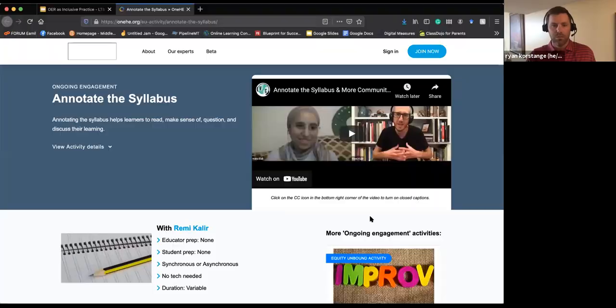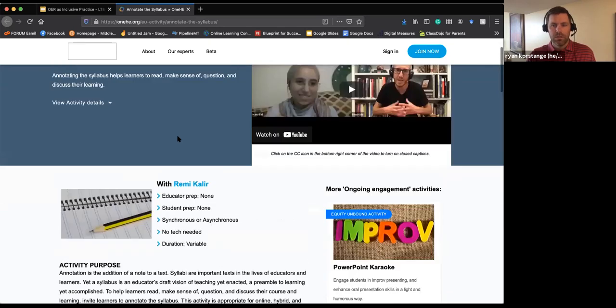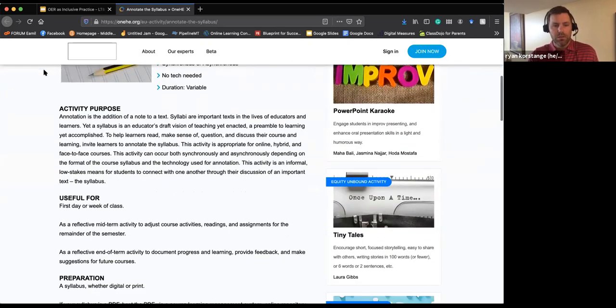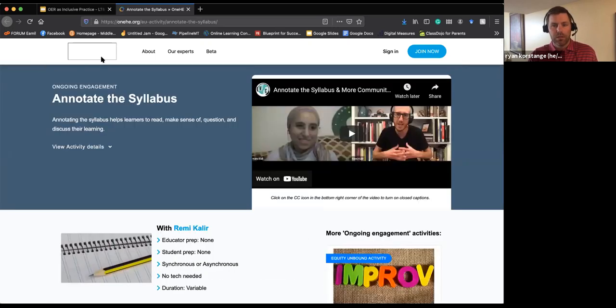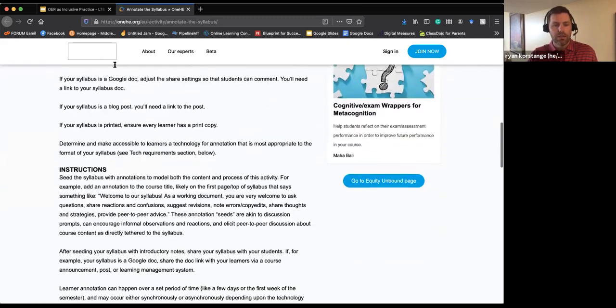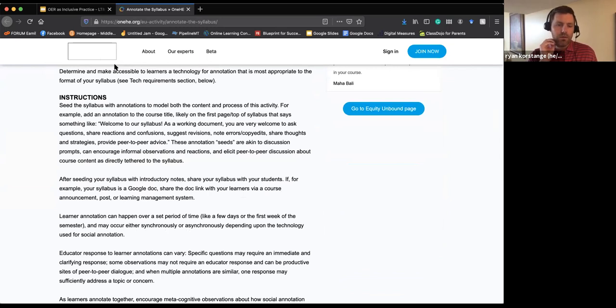So this is a lesson plan. This comes out of a set of resources about creating community in online classes, if you don't know about these resources. And this is a lesson plan for an annotated syllabus activity. What is interesting about this, I think, is it adds a layer of collaboration into a document that we typically think of as absolute and static.